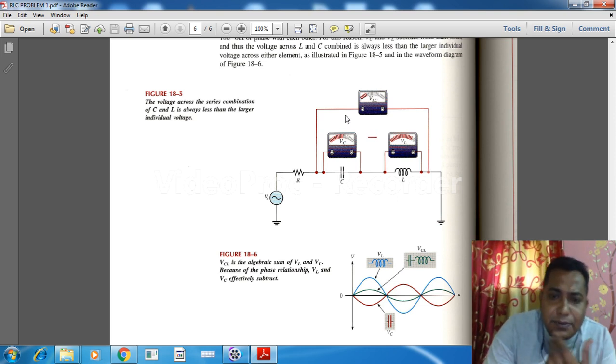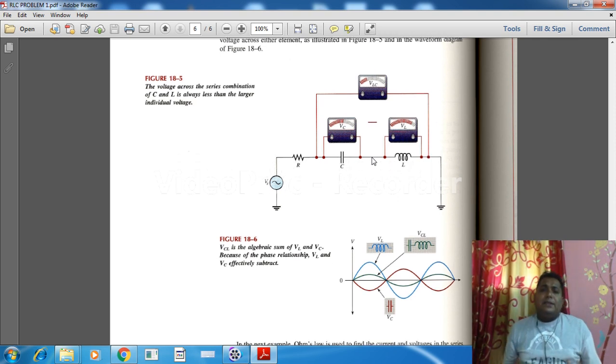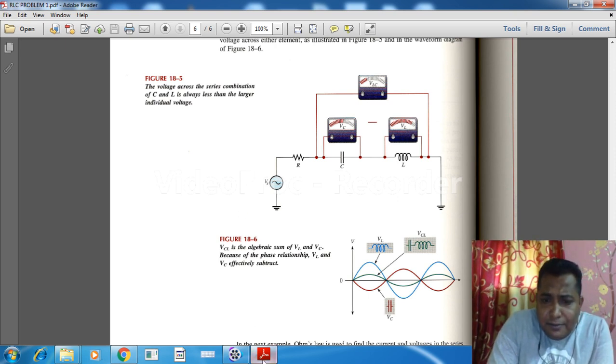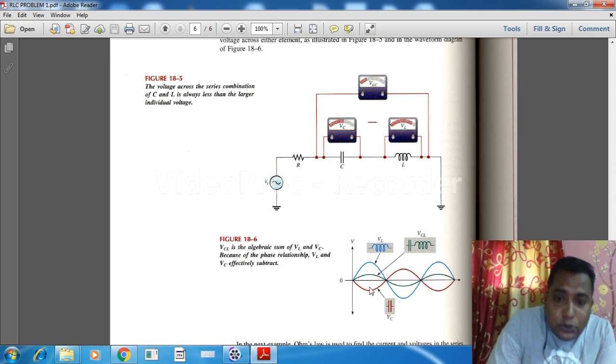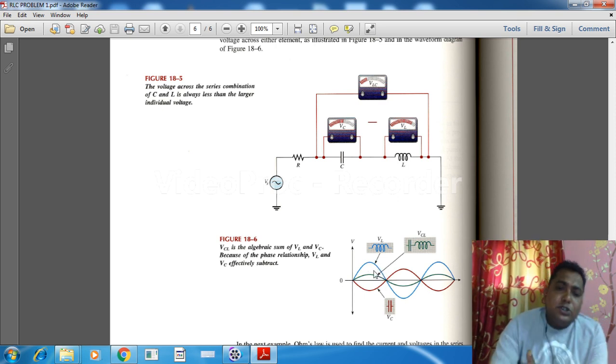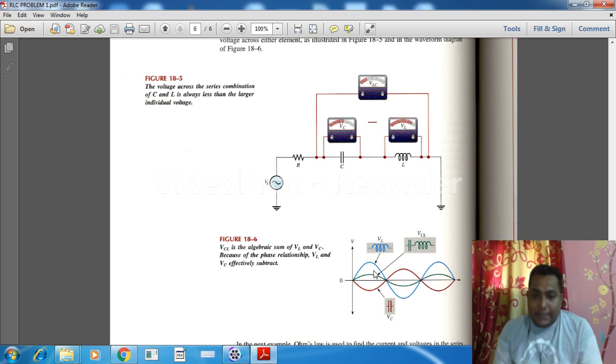Okay, so this is the pictorial representation, and the last thing is the waveform analysis of that same thing. As we can see, the red one is the VC and the blue one is the VL, and combining these two is the green one. See, it has opposite nature with respect to VL, and combining these two gives a different characteristic and different magnitude.